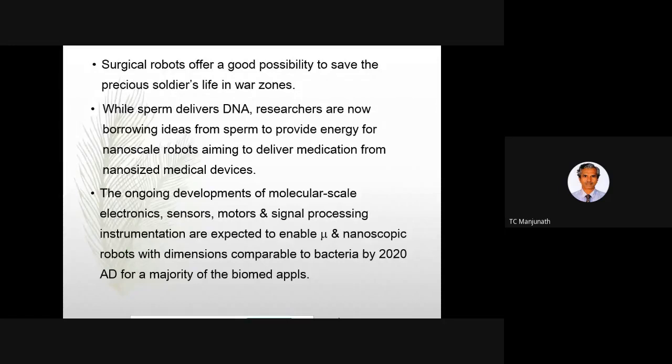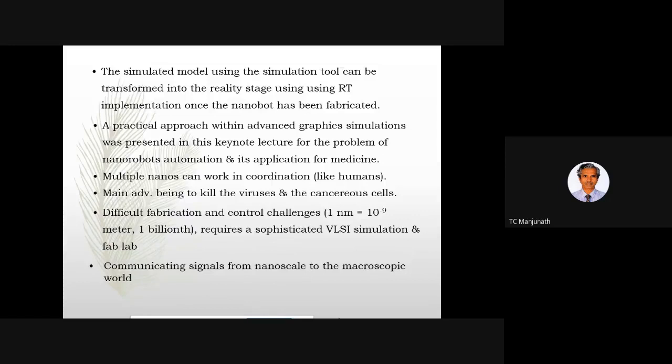See, the ongoing developments of molecular scale electronics, sensors, motors, and signal processing instrumentation are expected to enable micro and nanoscopic robots with dimensions comparable to that of bacteria by 2020 AD for a majority of biomedical applications. In fact, the US and many countries around the world are pumping money to detect the coronavirus using this nanotechnological concept, which I would like to tell you about tomorrow. I had shown you the simulated model, and also a practical approach using advanced graphic simulation. And see, only one nanorobot we had used.